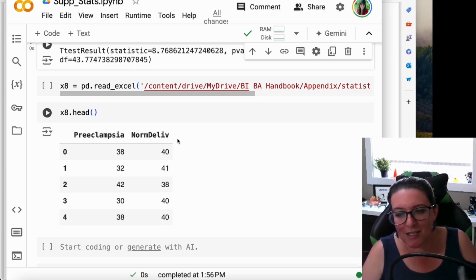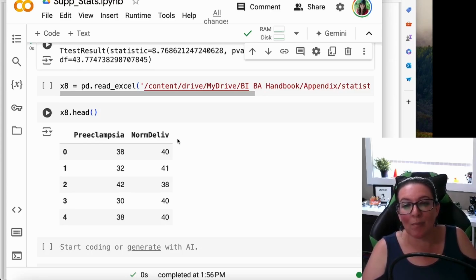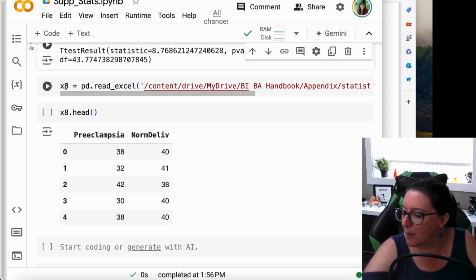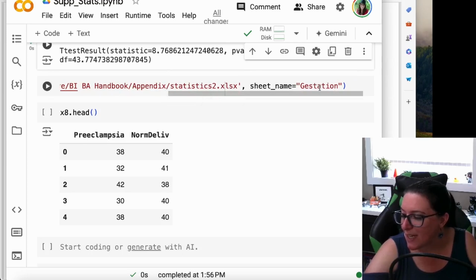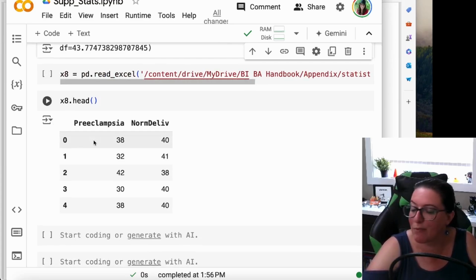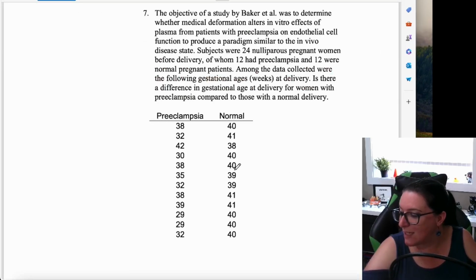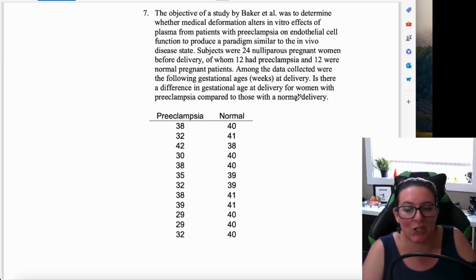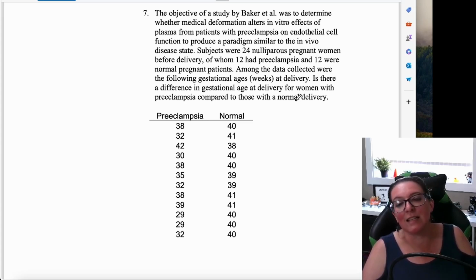We talked about some of the quirks like dropping the NAs. Another one is there are protected names that have important meaning. And so because of that, you can't really use them for other things. So here we have in Python, we've imported in our gestational sheet from statistics 2. We have here our summary of the first 5 rows. Can you then do the separate variance t-test to determine, is there a difference in gestational age at delivery for women with preeclampsia compared to those with a normal delivery? So do we have a two-tailed or one-tailed test? Is there a statistically significant difference?